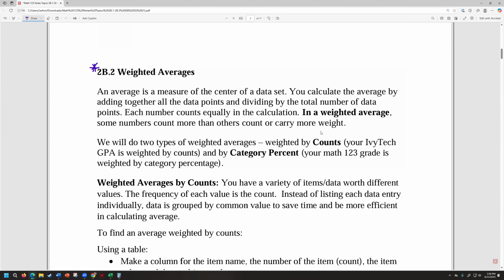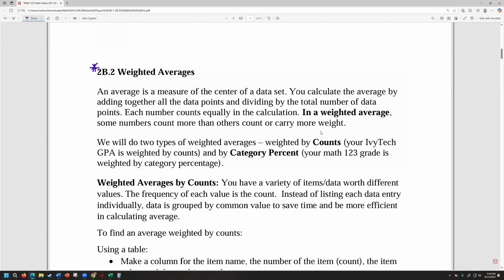So it says an average is a measure of the center of a data set. You calculate the average by adding together all the data points and dividing by the total number of data points. So that's what we were doing when we were finding the averages of Susan's plant heights. Each number counted equally in the calculation.